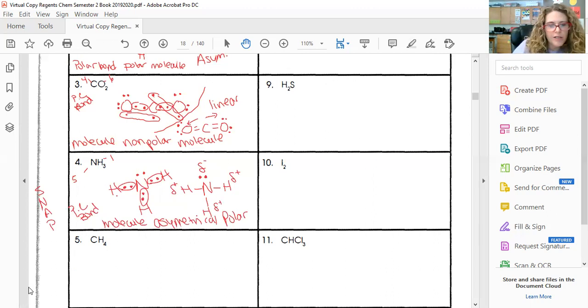Now let's look over here at our CH4. This is our methane gas. Carbon has 4 valence electrons. It has to make 4 bonds. Hydrogen has 1 valence electron each, and it needs to make 1 bond total for each hydrogen, so 4 bonds. So carbon will be our center atom. And because hydrogen can't be in the center, because hydrogen can only bond once, it can only form 1 bond.